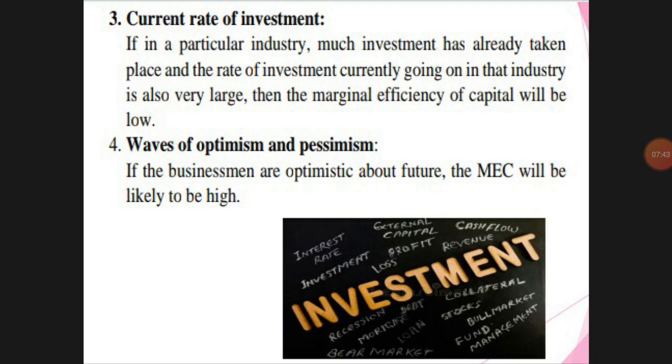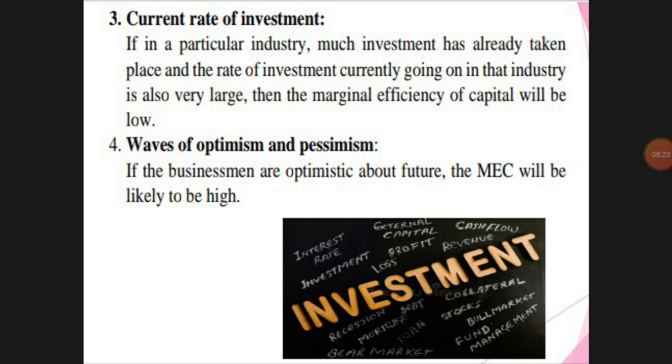Next is the wave of optimism and pessimism. That means the trade cycle, prosperity, depression, like that. That is what the business cycle tells. If a businessman is optimistic about the future, the MEC, the marginal efficiency of capital, will increase. It will be high. If he is a pessimist, with negative thoughts, he wonders, if I put the money in, will I get returns or not? If there is such a wavering mind, the MEC will be low.